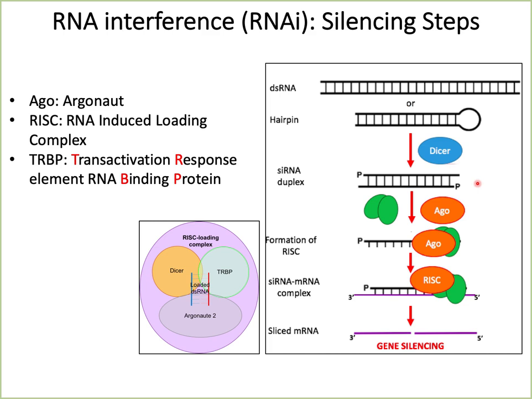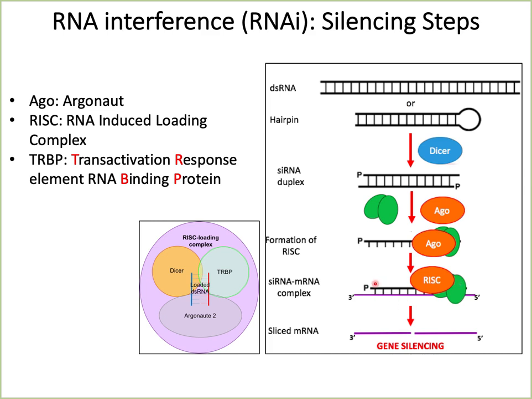But just have an overview: this RISC complex is going to remove one of the strands, and now this RNA is just single strand. It will remove one of the strands of the double-stranded RNA. So now suppose this silencing RNA is complementary to a specific mRNA. Then that specific mRNA will be degraded by this RISC complex. So this is the silencing step.